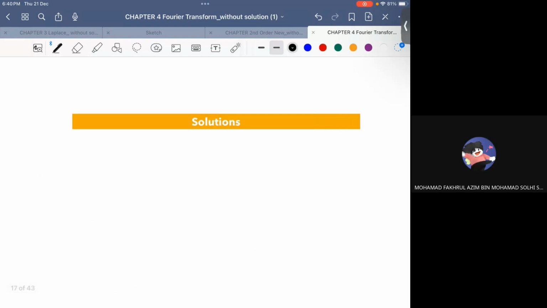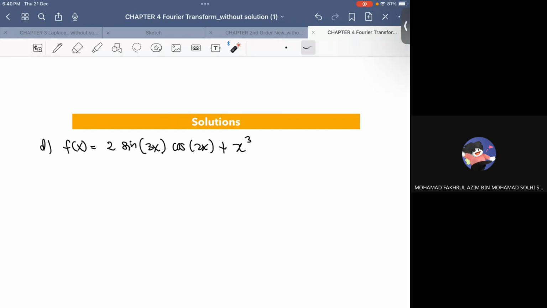Sir, and let's do part D. So for D we have f(x) equal to 2 sine 3x cos 2x plus x cubed. Alright, so 2 sine 3x.